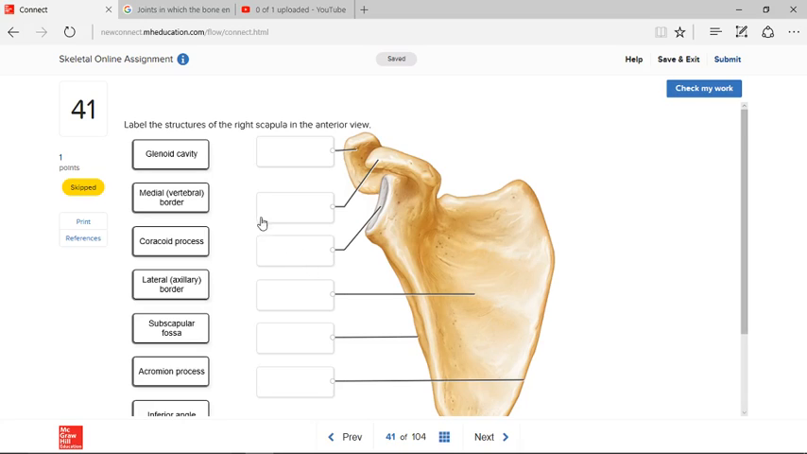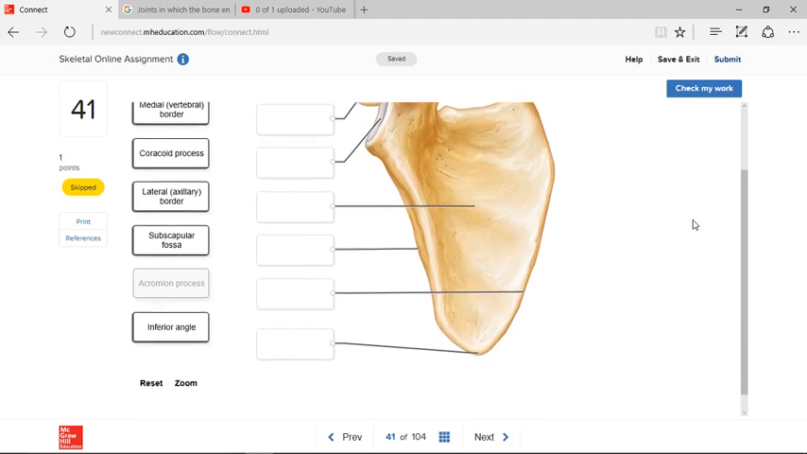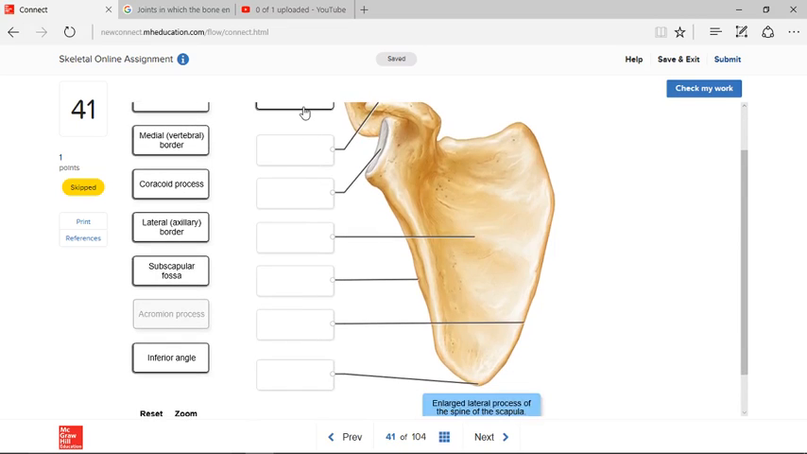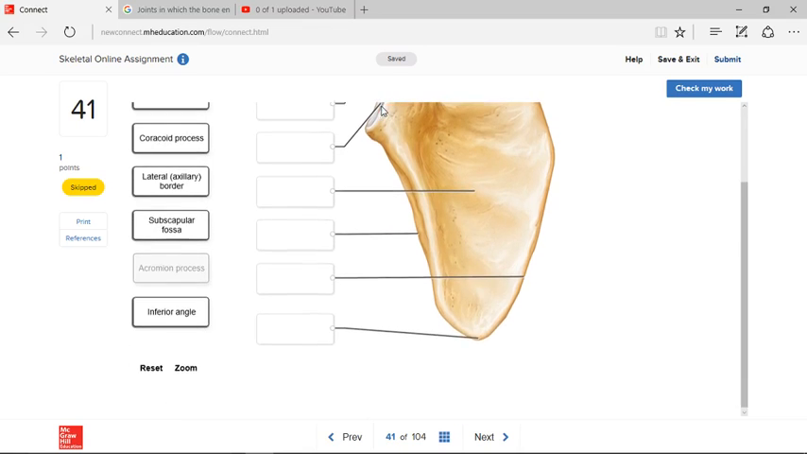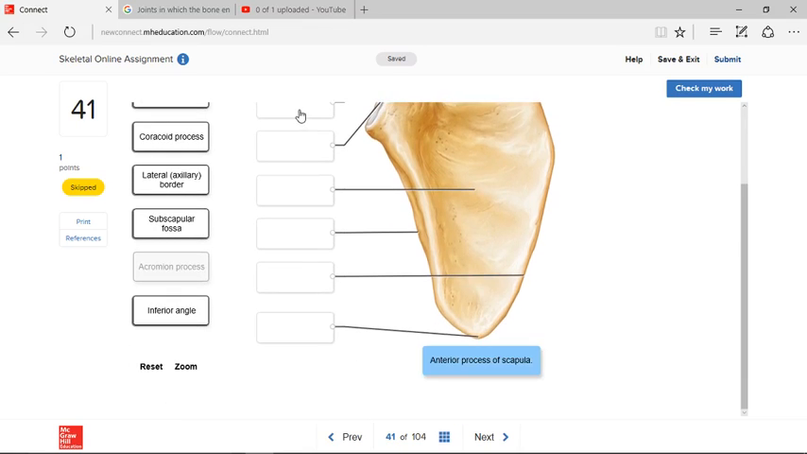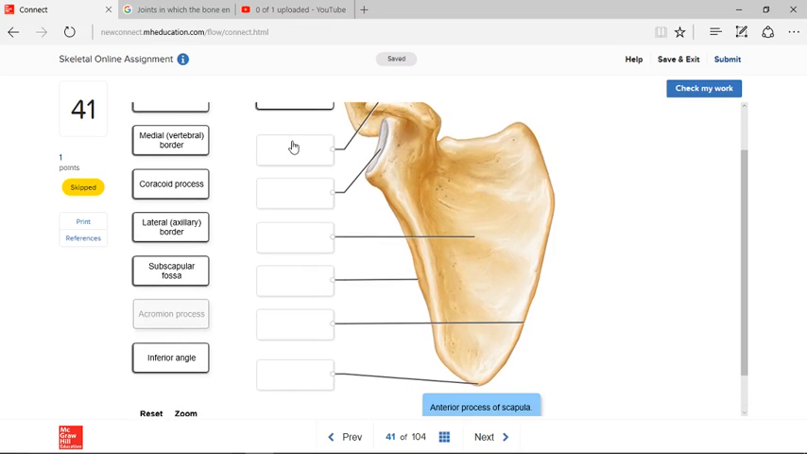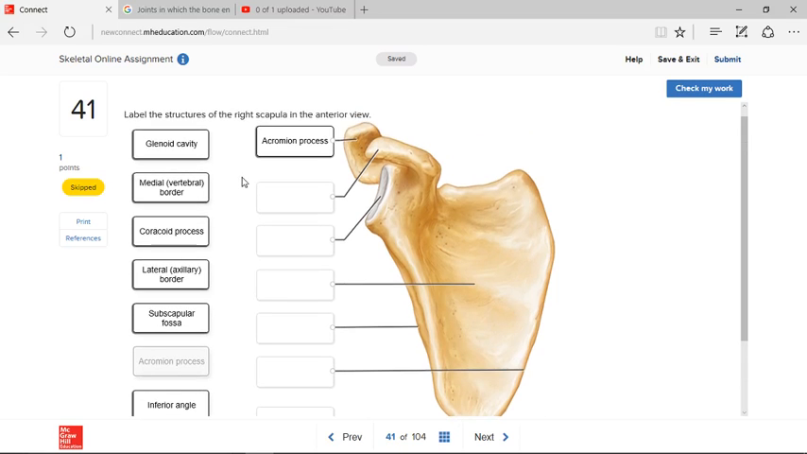So the acromion process is up here. Let's read about it. Enlarged lateral process of the spine of the scapula. So an enlarged lateral process of the spine of the scapula is the acromion process. This little hanging bone right here is the coracoid process. The coracoid process is the anterior process of the scapula. So if it's anterior, that means it's going to be in front. Not too bad, right?